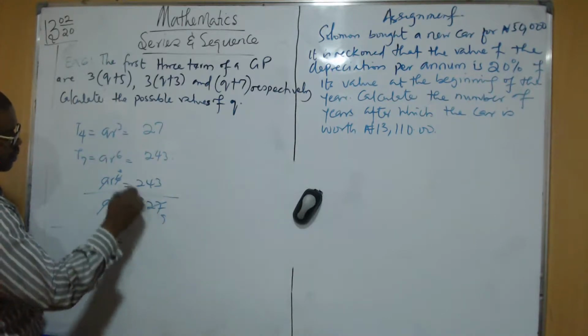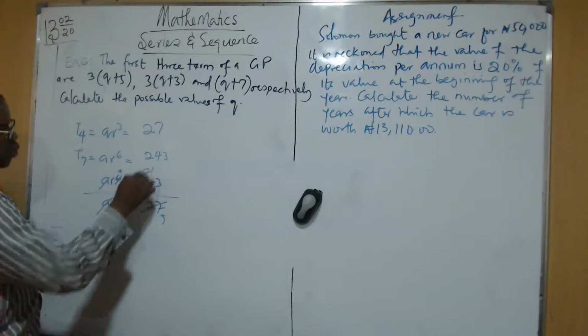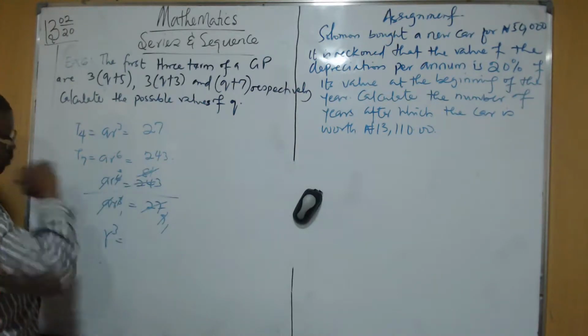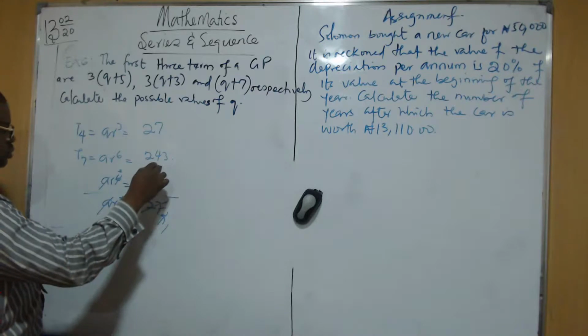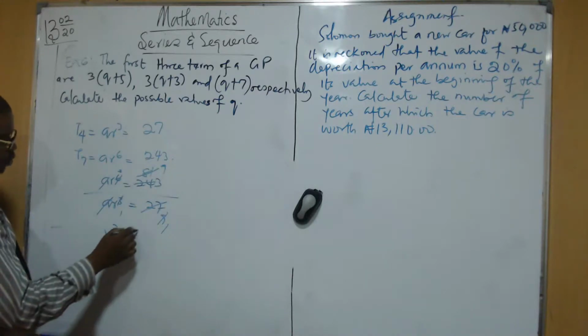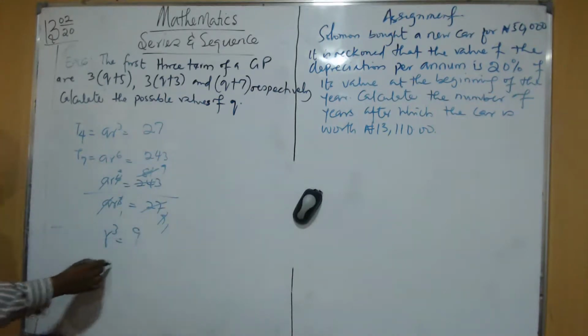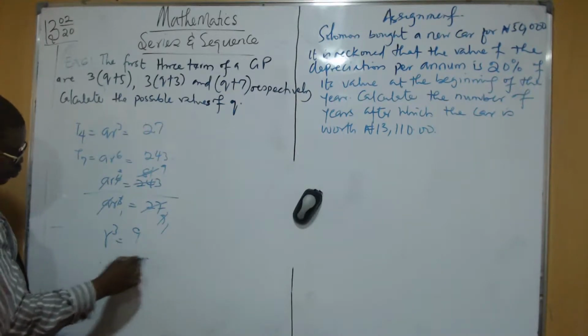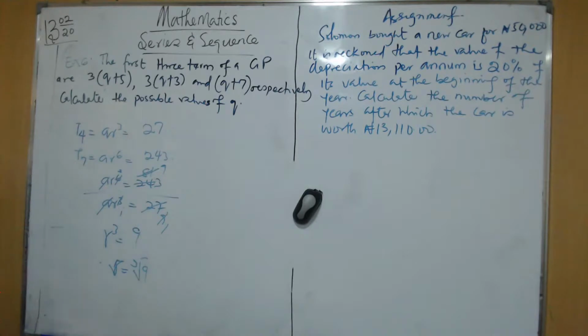So here now, our R cubed equals what? 3 here, 9. 3 here, we have 81. 9 here, 1. 9 here, we are going to have 9. So we are going to have 9. So R becomes the cube root of 9. So that will be the value for R.